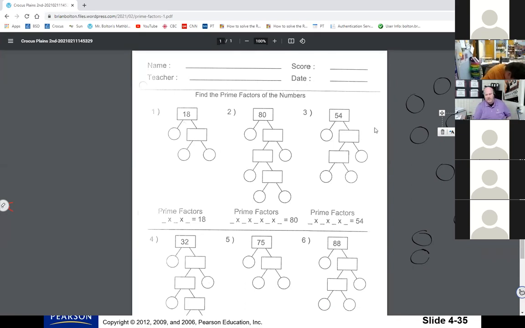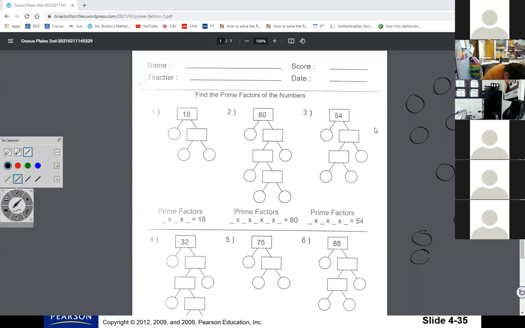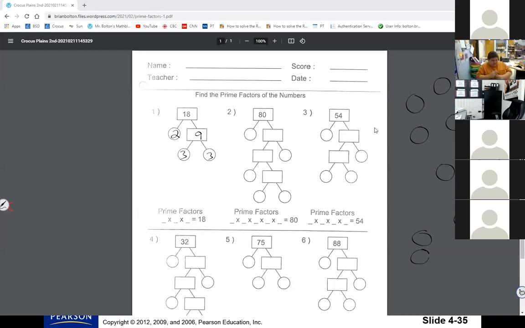So this one, if we were to draw on here, and I'll go up on the screen and draw. Hopefully this works. So this first one would be like a 2. And this one would be like a 2 and a 9. The 9 is a composite, and then that breaks down to a 3 and a 3. So you can see right away, anytime it's a circle, it's a prime number. Anything that's in a box is a composite.